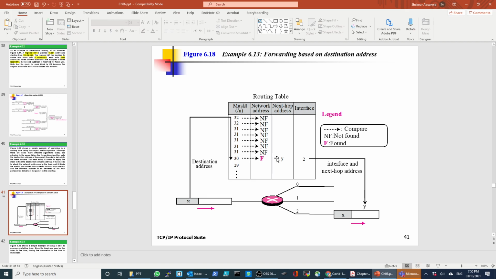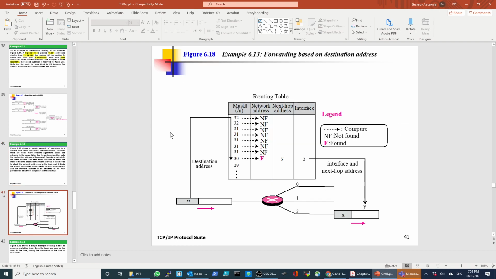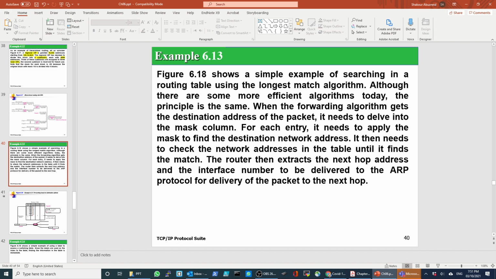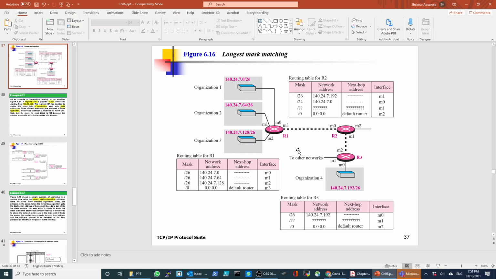All right, so I hope it's clear. Then we have forwarding based on destination address. This figure shows a simple example of searching in the routing table using the longest match algorithm. Okay, and you already explained what the longest match algorithm is.